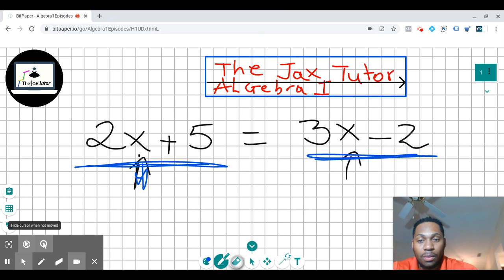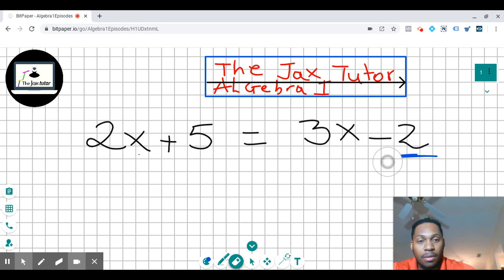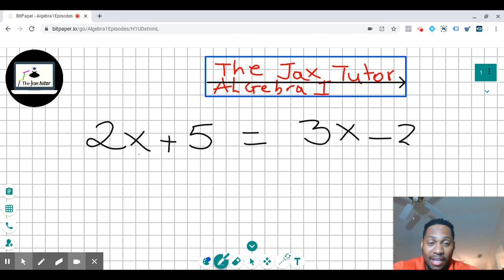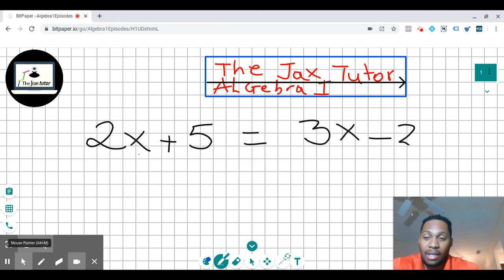All right. So let me erase this for a little bit. So the first thing you want to do is move. So there are two ways to do this. The first thing you want to do is you can move everything that has x on one side and everything that doesn't have x on the other side. You can do it that way. But the way that you're probably most familiar with is by subtracting 3x from both sides of the equation, so you can find the answer.